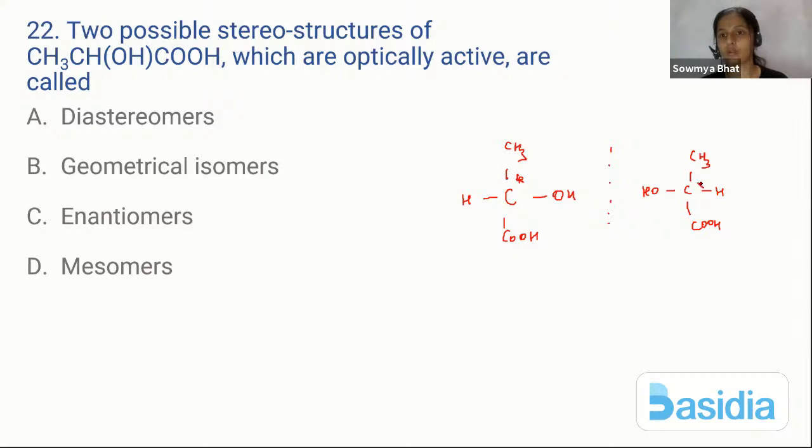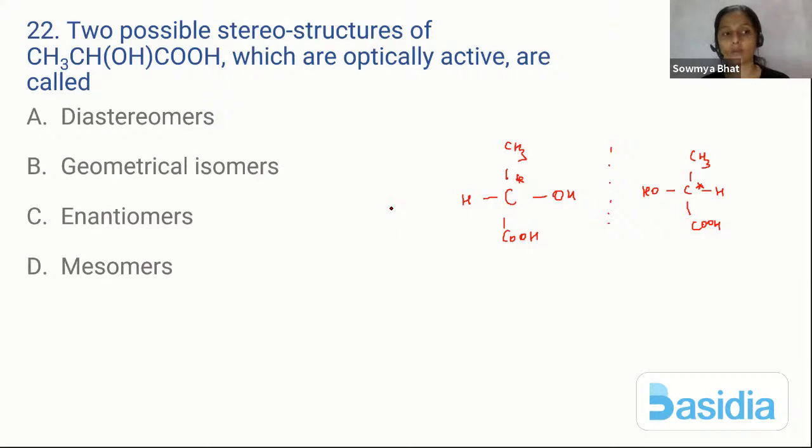So if there were 2 chiral centers, then you could write the diastereomers. Now to arrange this in a different pattern, this is the only option available. So these can't be the diastereomers. And the geometrical isomerism refers to if you have the double bond between 2 carbon atoms. There is no double bond found in the compound, so they can't be geometrical isomers.